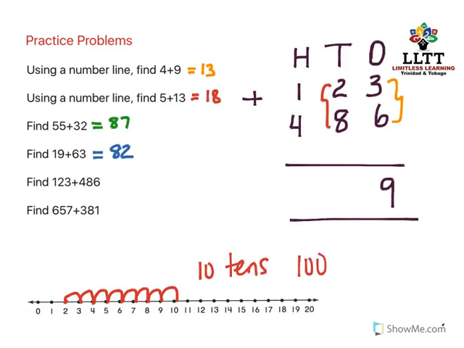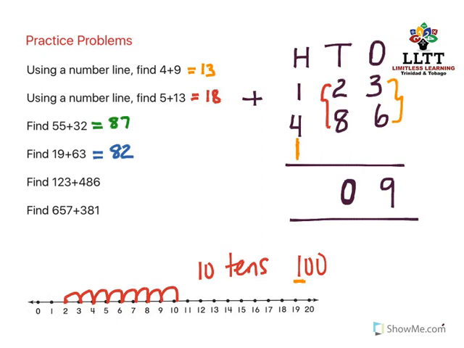Alright, so we have 100, 0 tens and 0 ones. We're going to put this 100 under our 100 section or hundreds column. And we have 0 tens. So we're going to put 0 tens and 0 ones. 0 plus 9 is 9.